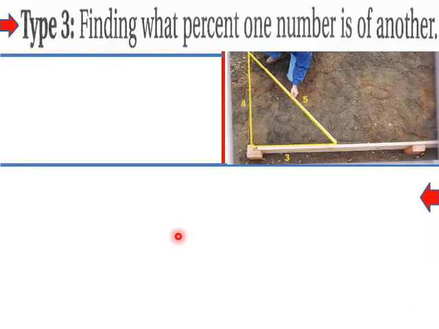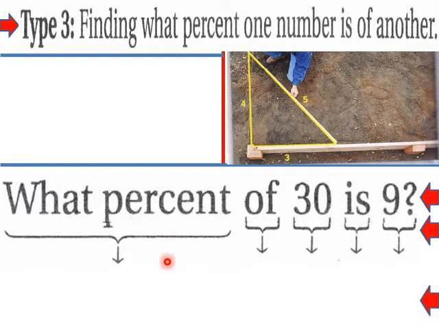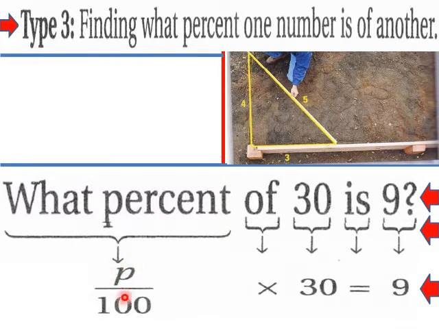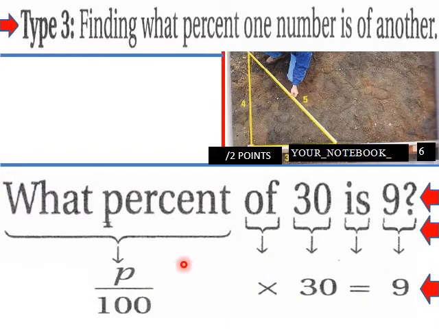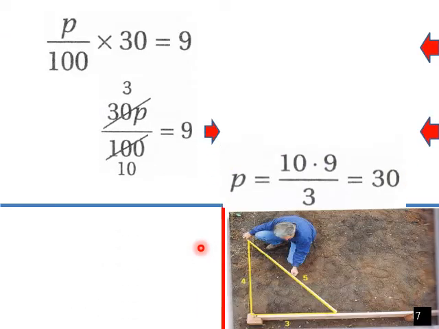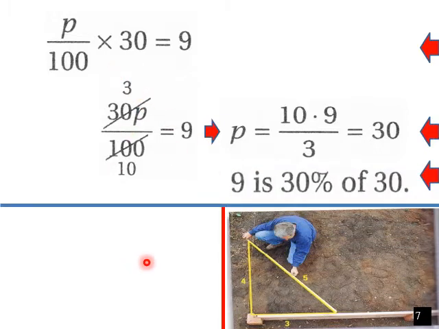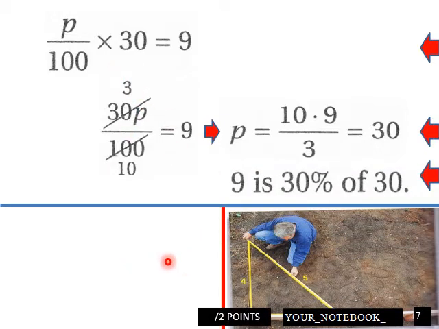So we have finding what percent one number is of another. What percent of 30 is 9? So from here, what percent: p over 100 times 30 equals 9. So what do we plug into that? p equals 100 times 9 over 30, which equals 30. We do our algebra here and solve for p. 9 is 30% of 30.